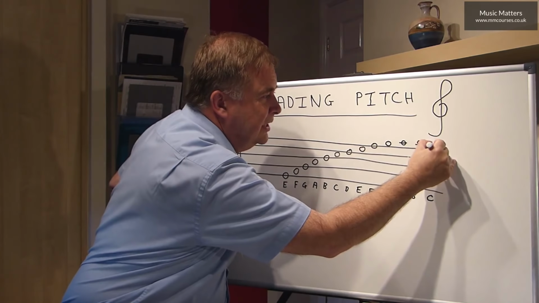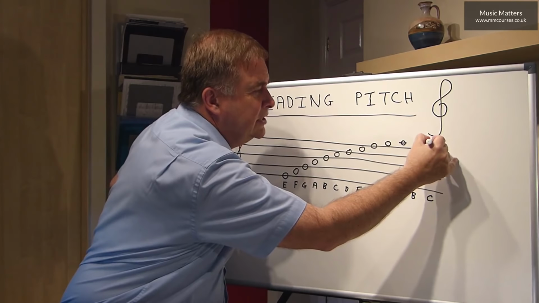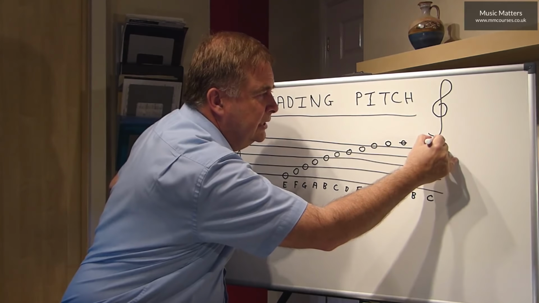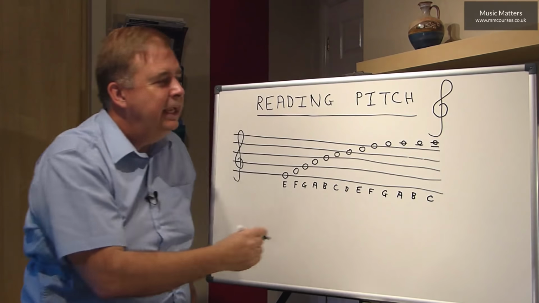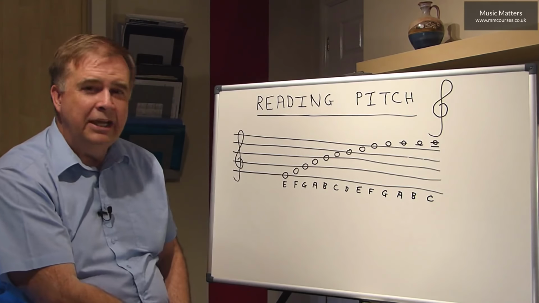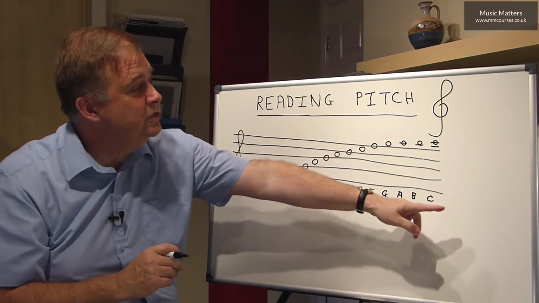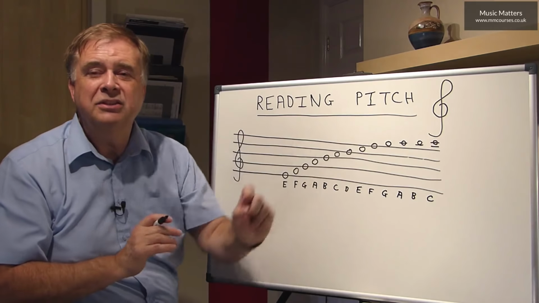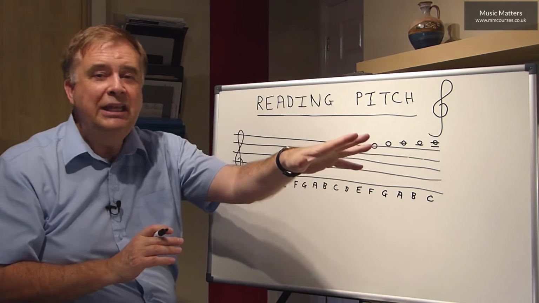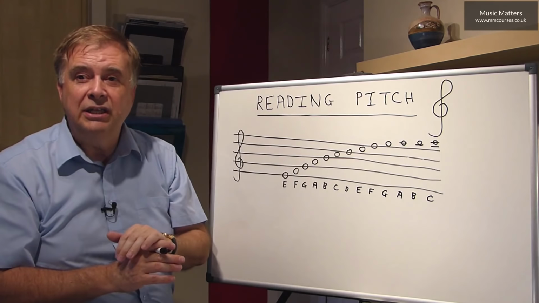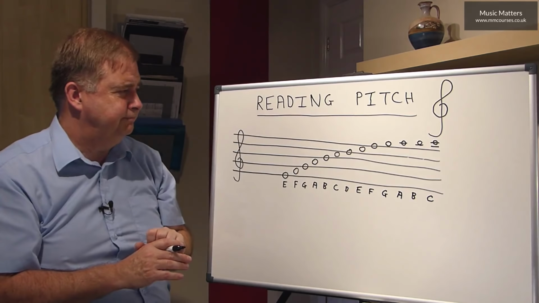So here's the A ledger line, there's the B in the space, here's the second ledger line, and C goes on that second ledger line. And you can see how this works now. You could carry on. If you wanted D, that would be in the space above the second ledger line. If you wanted E, that would be on the third ledger line. So you can keep going forever.